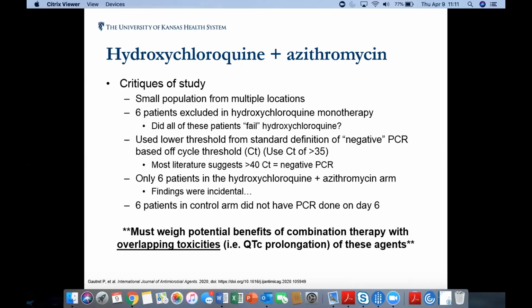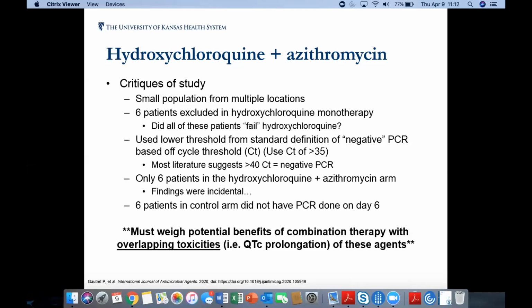Additionally, 6 patients in the control arm didn't even have a PCR done. So if these patients had PCRs done and they had negative results, I think it would have significantly altered the outcomes here, and hydroxychloroquine and azithromycin combination probably would not look as good as it currently does.